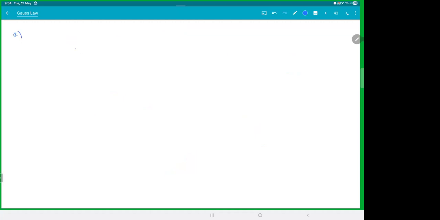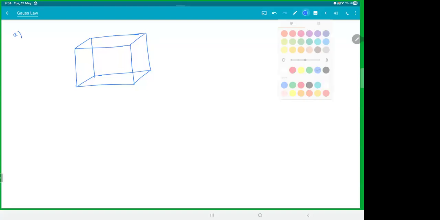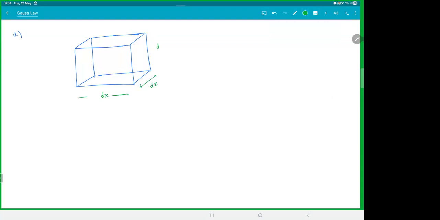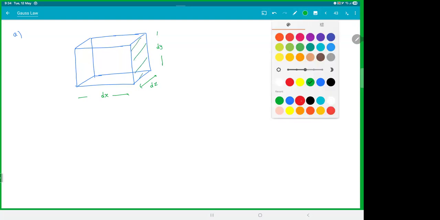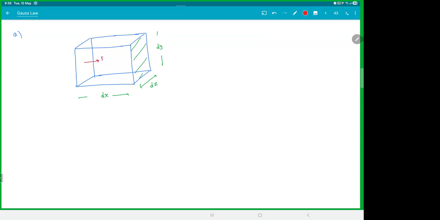So let's consider our small cube. I'll just draw it big. It's actually a cuboid, not a cube. So this was your dx, this was your dz, and this was your dy. So look at this surface here. The field here, let the field be E, and here let it be E plus dE. Let's take it as X.